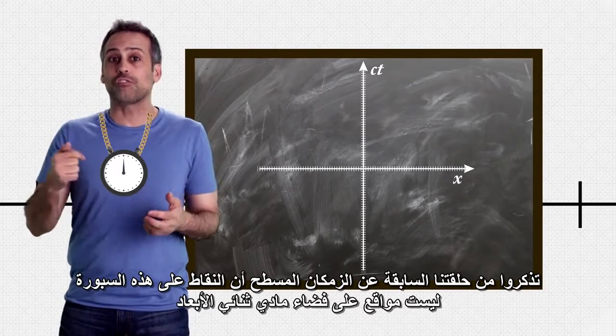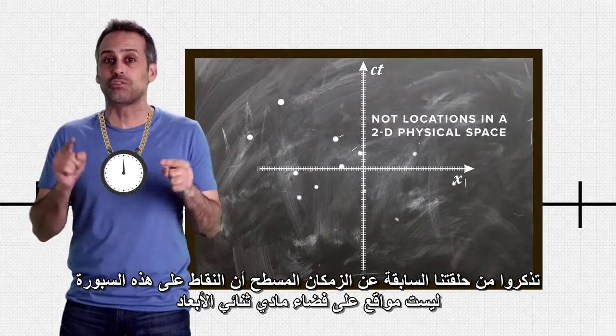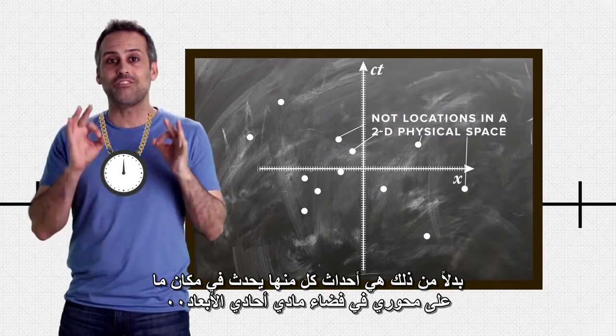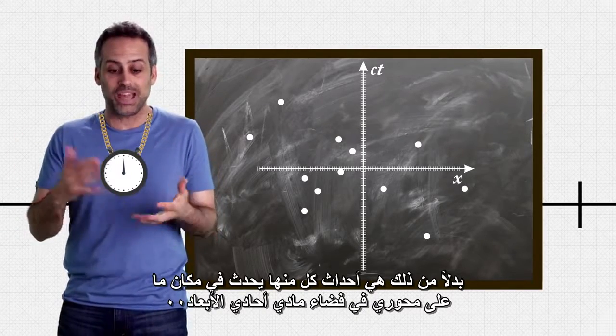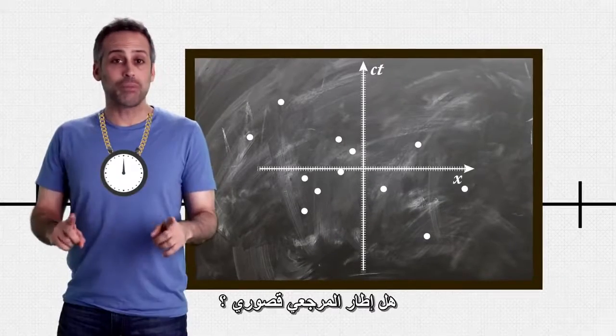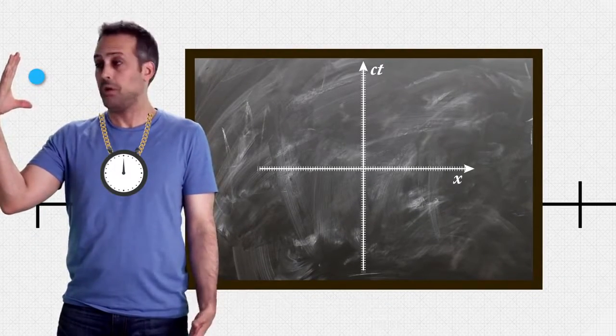Now recall from our earlier flat spacetime episode that points on this blackboard are not locations in a two-dimensional physical space. Rather, they are events, each of which occurs somewhere along my axis in a one-dimensional physical space and at some moment according to my clock. Is my frame of reference inertial? Well, let's see. I release a ball, and it just hangs there.